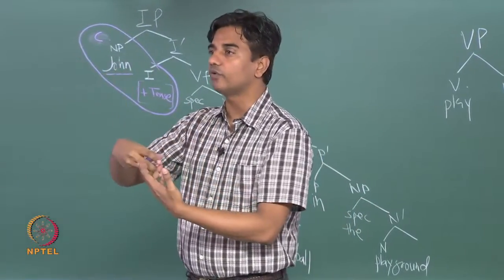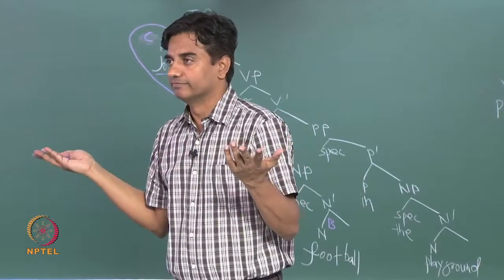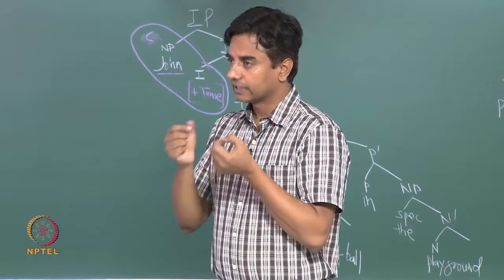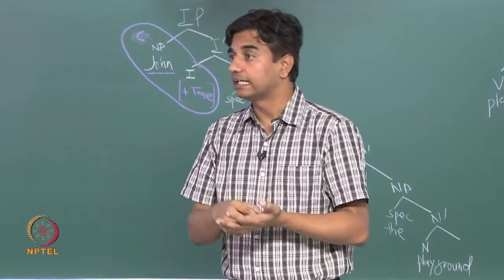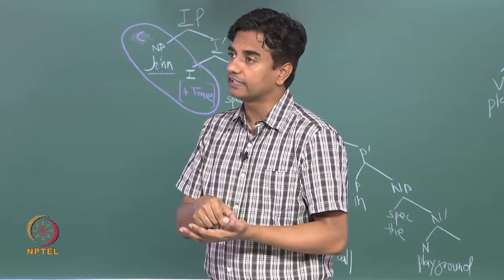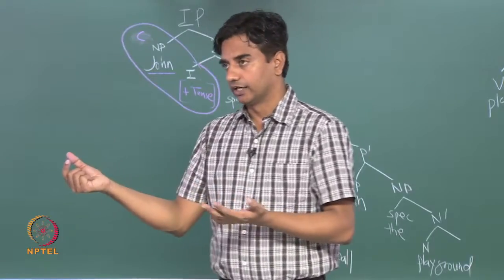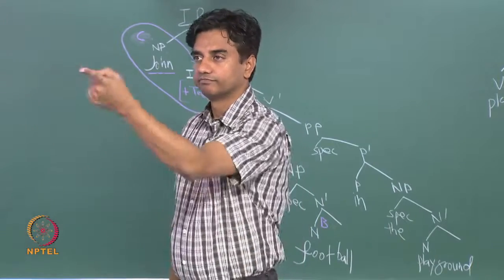When we say we will have no way, we will have to say something else, and then the theory falls apart. So, in order to maintain the theoretical integrity of heads assigning cases, and heads being in a position to assign case under a certain configurational relationship, we do this tweaking.